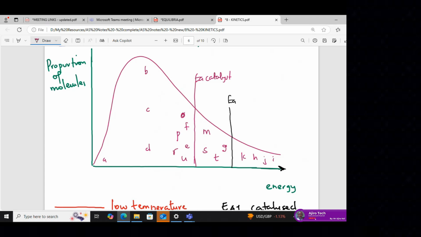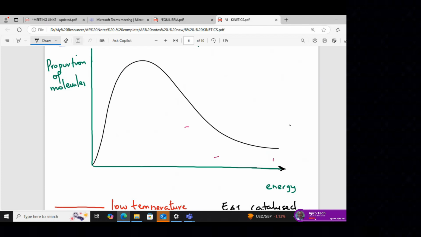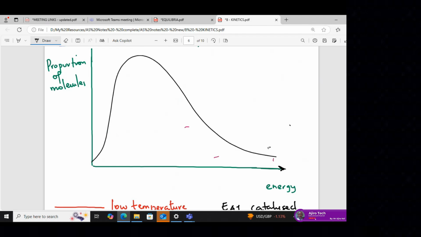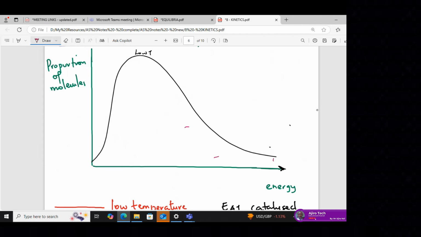If I now use high temperature, look at high temperature. Is that okay? Hold on. Let me do it like this. Let me not say letters. Let me do shaded and unshaded portion, so that I can understand it. This is EA at low temperature. What about high temperature now?